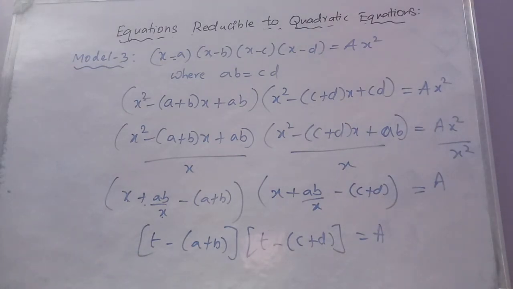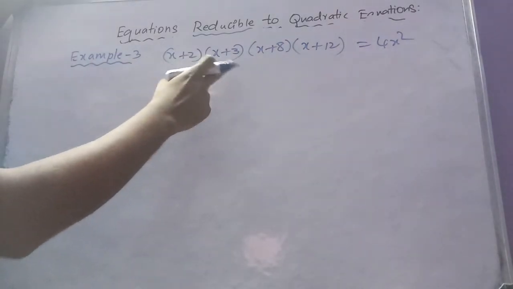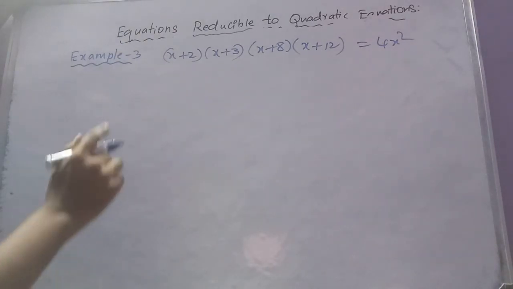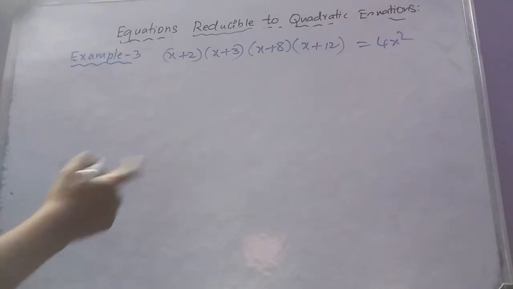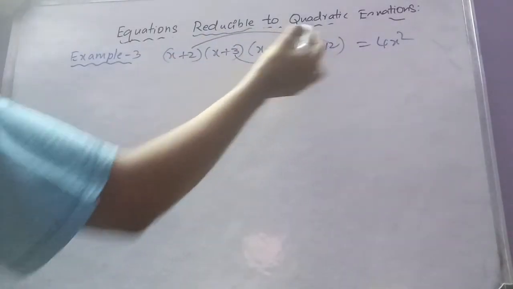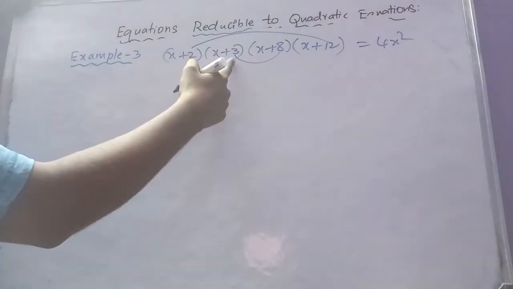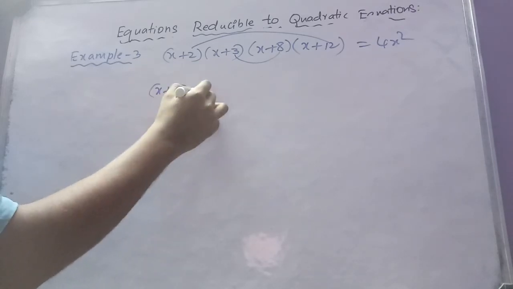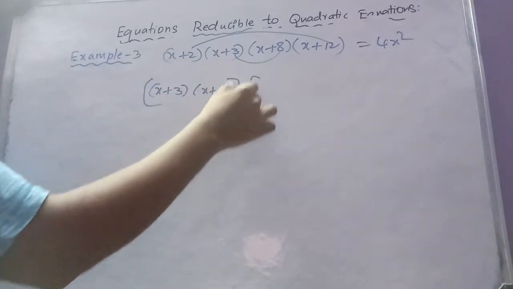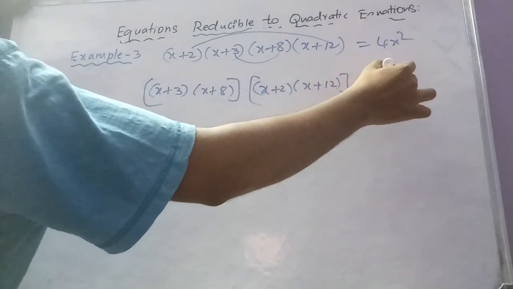So let us take an example to understand this model. So here is our question. We are supposed to solve for x. Now which two linear polynomials can be taken as a pair where ab equal to cd? Observe carefully. 3 eights are 24 and 2 twelves are also 24, correct? And the product ab equal to cd. So for that reason I will take this x plus 3 into x plus 8 as the first pair and into x plus 2 into x plus 12 as the second pair equal to 4x square.